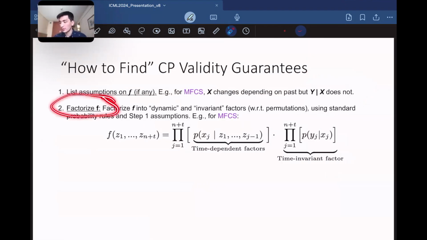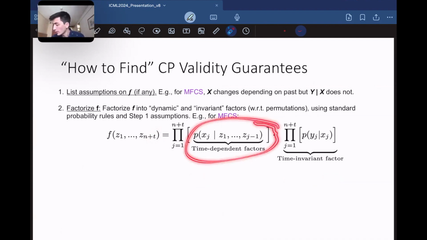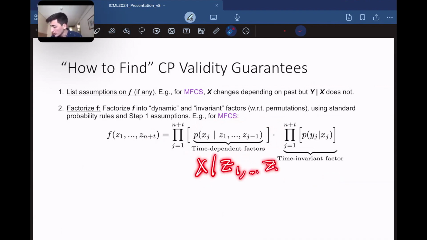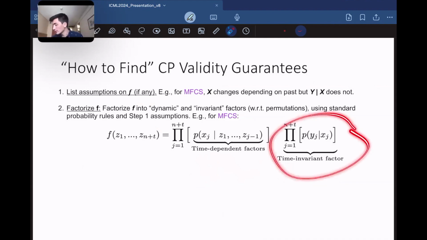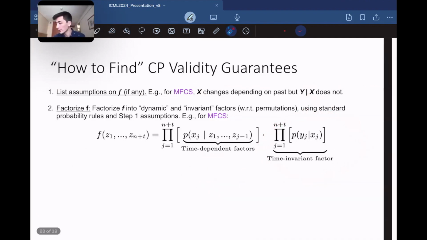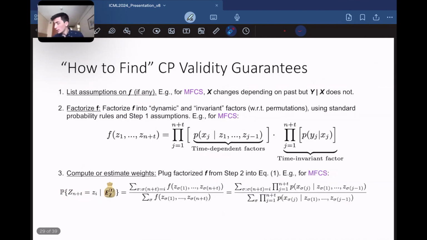So then the second step is to use our assumptions from step one, if any, and standard probability rules to factorize the joint distribution into some dynamic factors and invariant factors with respect to permutations. And so for multi-step feedback covariate shift, here just using T to denote potentially more test points, this allows for these dependent factors, which roughly correspond to X changing based on past observations, and these invariant factors, which correspond to this assumed invariance in Y given X. And we defer to our paper for how to derive this.